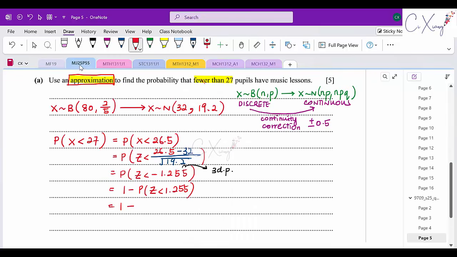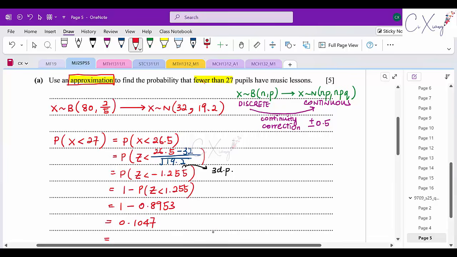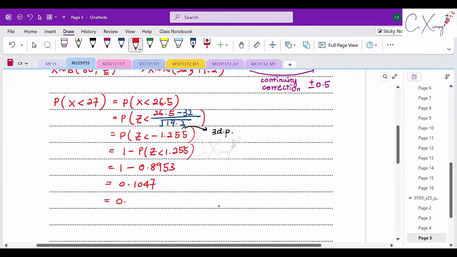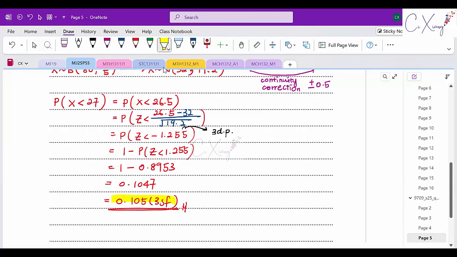So you have to take 1 minus 0.8953, and then you'll get the answer 0.1047. Then usually I will just correct it to 3 significant figures and I will get 0.105. Right, so this is how we solve 3A.